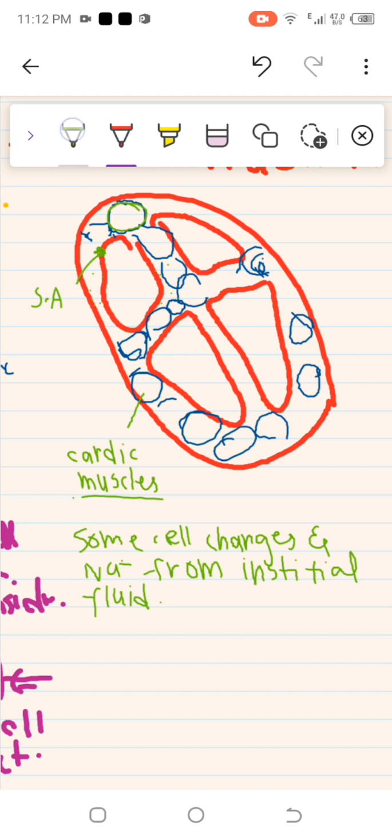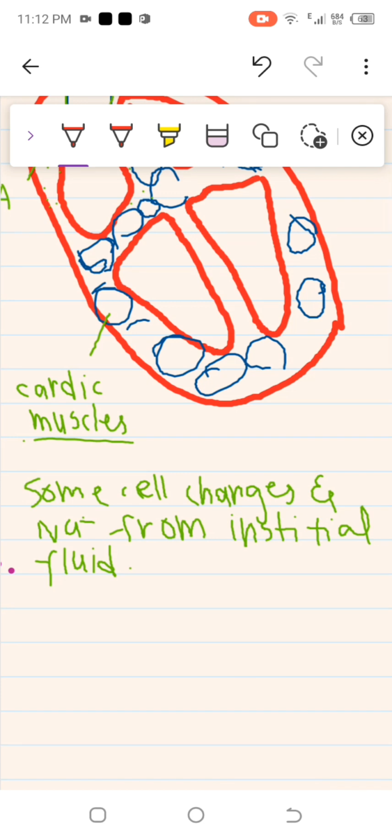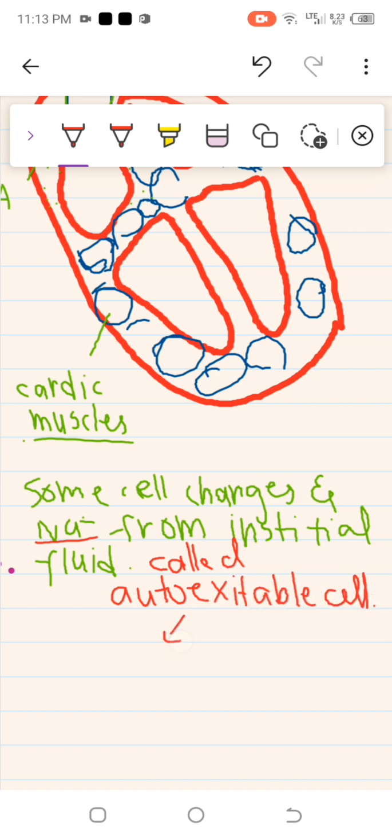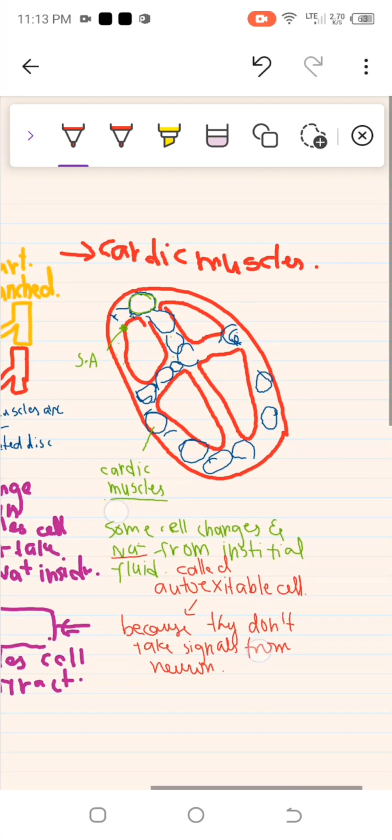Remember this, only for the heart cells, no neuron is required to release the chemicals so that these cardiac muscles can contract or relax. They only take Na from the interstitial fluid. So these cells are known as autoexcitable cells, because they do not take signals from neurons. Fine. So I think it is clear to you guys.